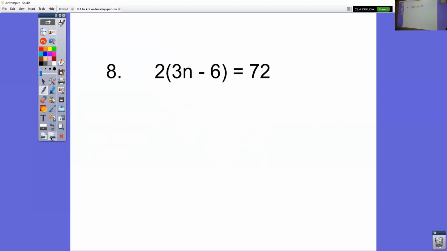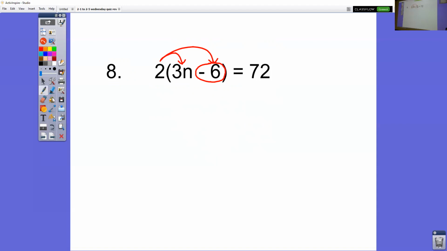In question number 8, this is the distributive property. In the distributive property, you want to take the number outside the parentheses and multiply it by both of the things inside the parentheses. So you have 2 times 3n and 2 times, be very careful, you have to look at the sign, that is a -6. So 2 times 3n and 2 times -6. Go ahead and try this problem now.